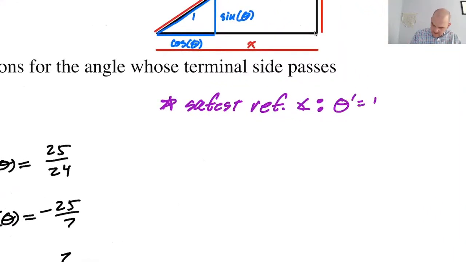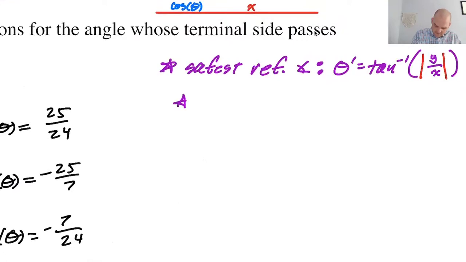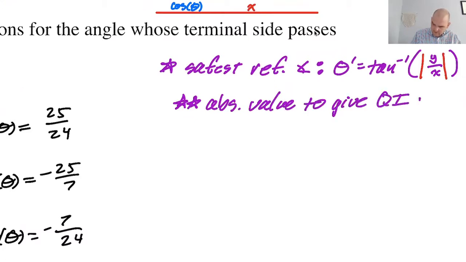I'm going to say that it is the inverse tangent of the absolute value of y over x. We're going to use the absolute value. Why is the absolute value there? The absolute value gives a quadrant 1 angle. So this is a very complicated issue.